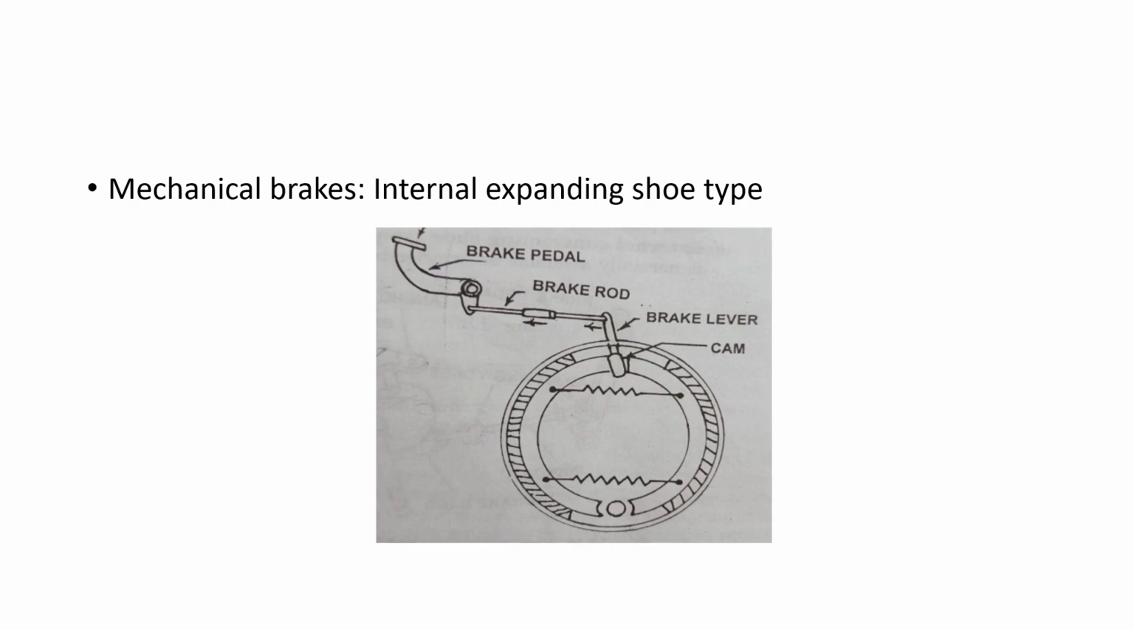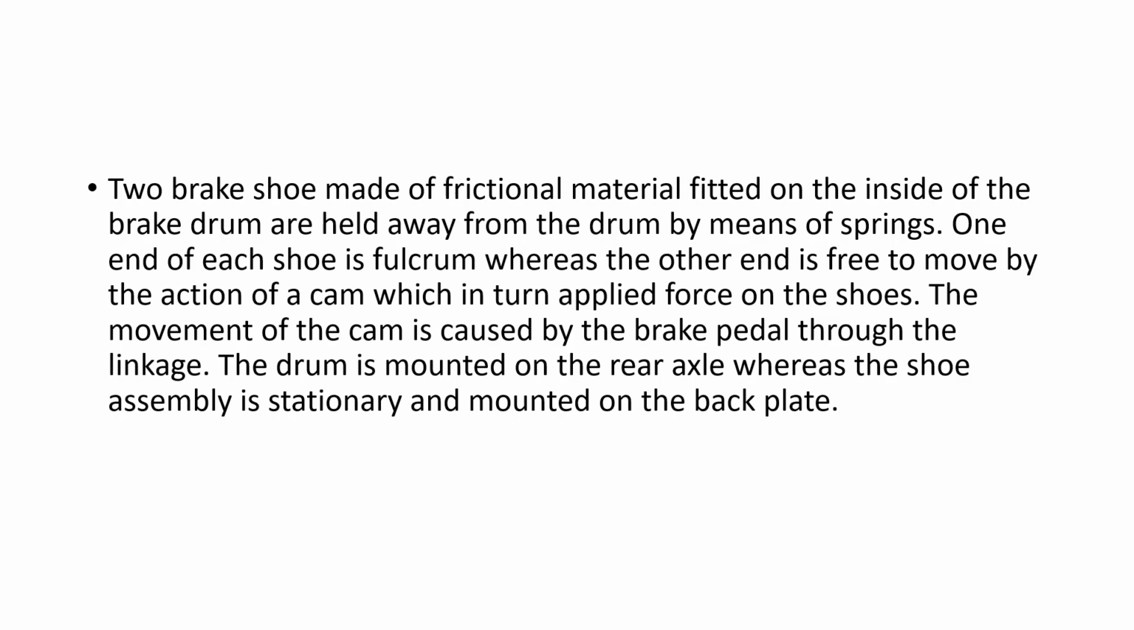The movement of the cam is 1 and 2, which we can see by this brake lever. So the two brake shoes are made of frictional material, one end of the shoe is a fulcrum, whereas the other end is free to move by the action of the cam. The movement of the cam is caused by the brake pedal through the linkage. The drum is mounted on the rear axle, whereas the shoe assembly is stationary and mounted on the back plate.